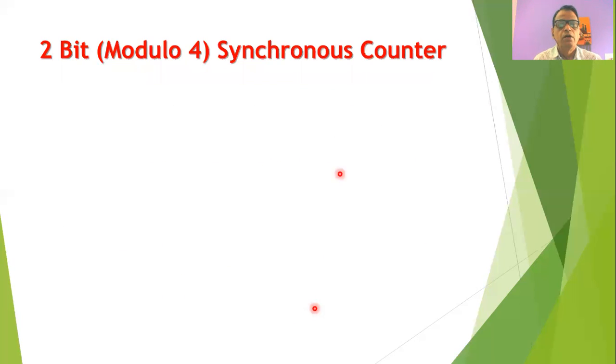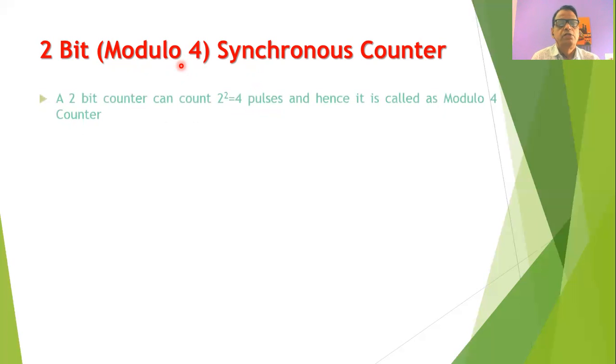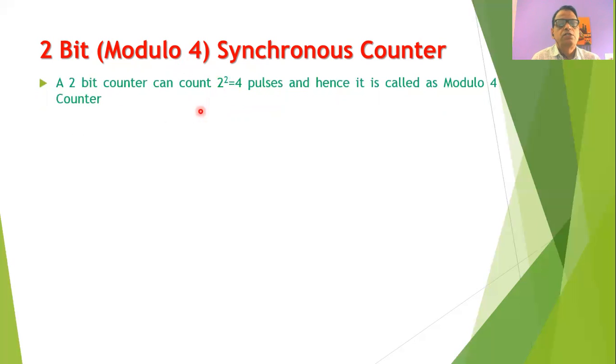So we will go for the design of a 2-bit synchronous counter, and this counter is called a modulo 4 counter because this counter can have 4 states. This counter can count 2 raised to 2, that is 4 pulses, and therefore it is called a modulo 4 counter. Now, whenever we want to count 4 pulses, it means that we will require 2 flip-flops for this counter.